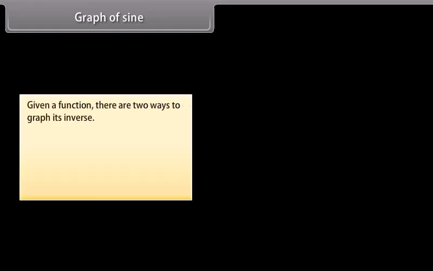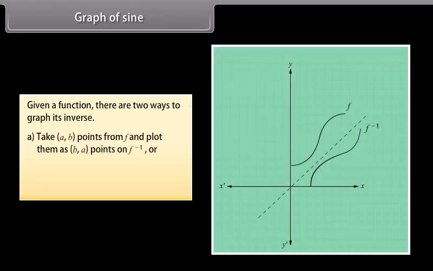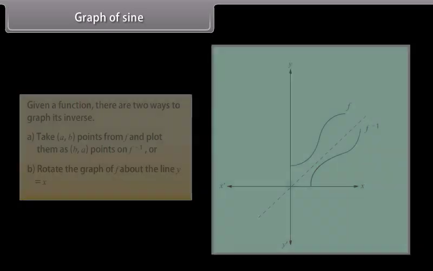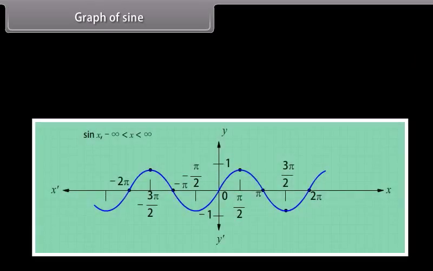Graph of sine. Given a function, there are two ways to graph its inverse. First, take a, b points from f and plot them as b, a points on f inverse, or second, rotate the graph of f about the line y is equal to x. We will begin this discussion by finding the inverse of the sine function.